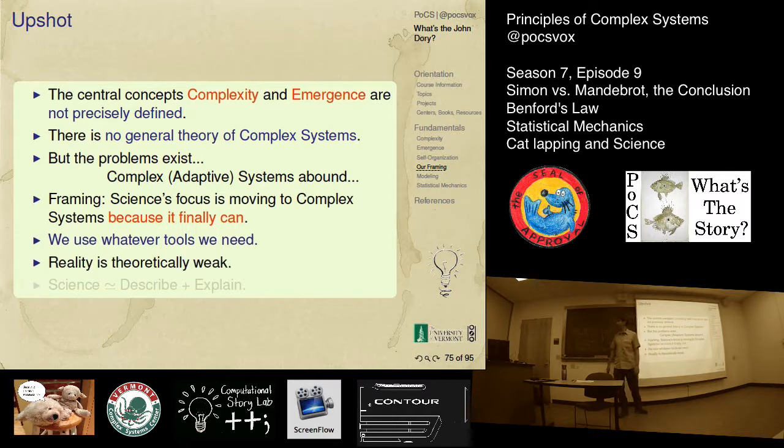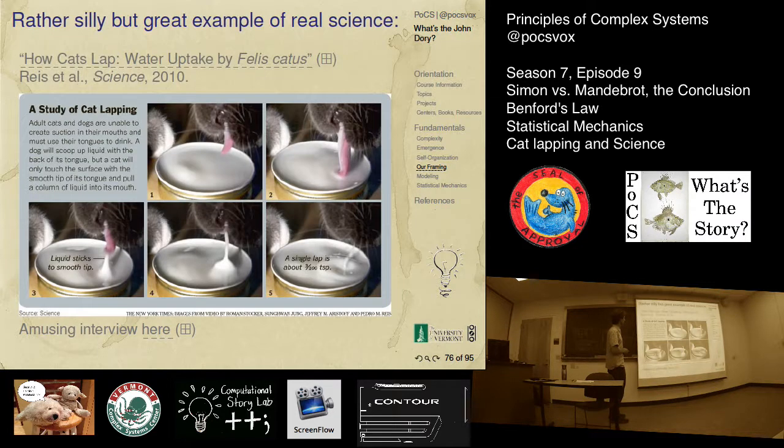This is my little joke. Reality is theoretically weak, and science is describe plus explain. So we're in a good game right now. We're emerging out of reductionism. We still have to do that, but we're building systems, understanding systems, and we can do it. This is totally fun. Here's a really good example of how to do science, which I have in here.